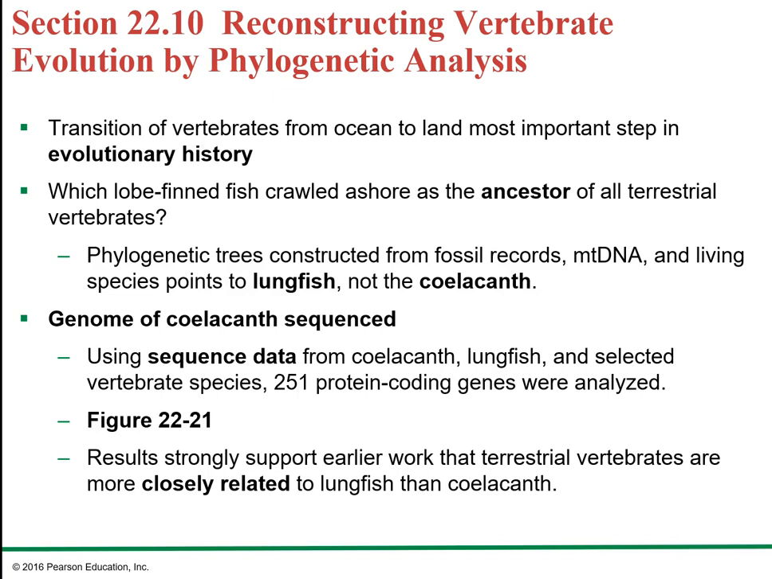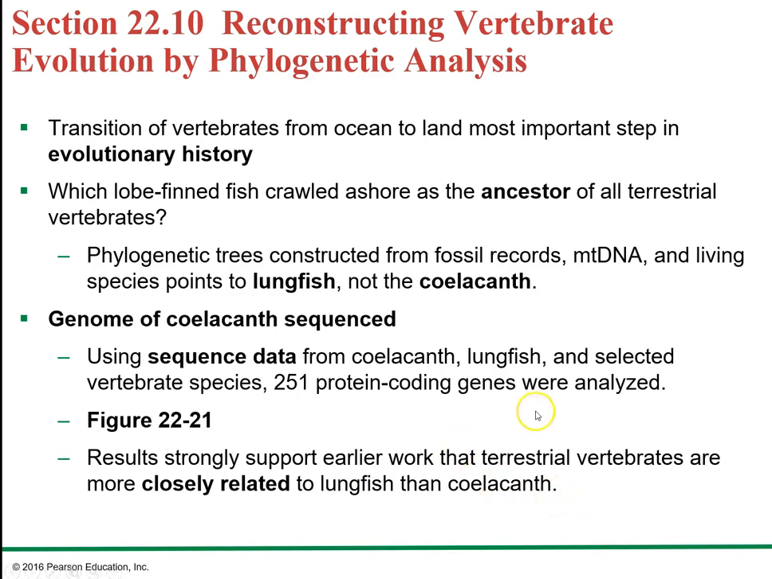So as I mentioned, one of the areas that's studied a lot is the transition of vertebrates from the ocean to land, okay? And the question is, which lobe-fin fish crawled ashore as the ancestor to all of these vertebrates, okay? There have been a few candidates, and the biggest ones are the lungfish versus the coelacanth. And from more and more data that we've obtained, including DNA data, we've figured out that the vertebrates are more closely related to lungfish, rather than the coelacanth.